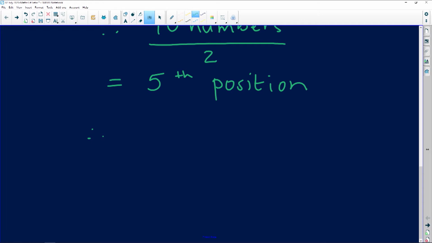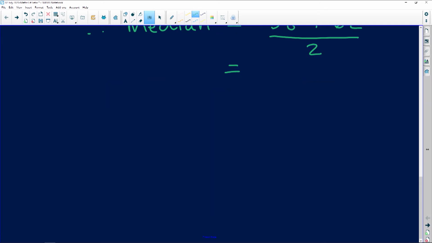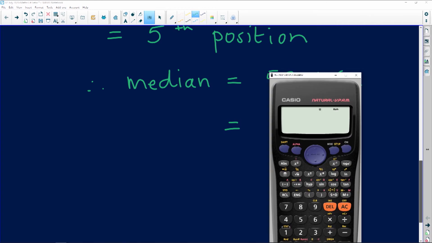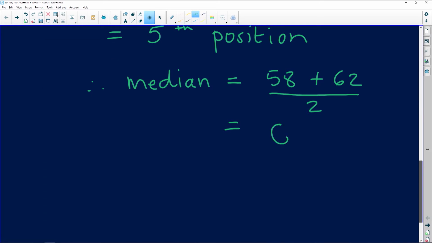So median: 58 plus 62 divided by 2. So that's the nice thing, because you're getting more marks from it. Whenever you are given even numbers, you do need to remember that you add the 2 numbers. That's 58 plus 62 divided by 2, meaning that your median is going to be 60. Okay? So our median is 60%.